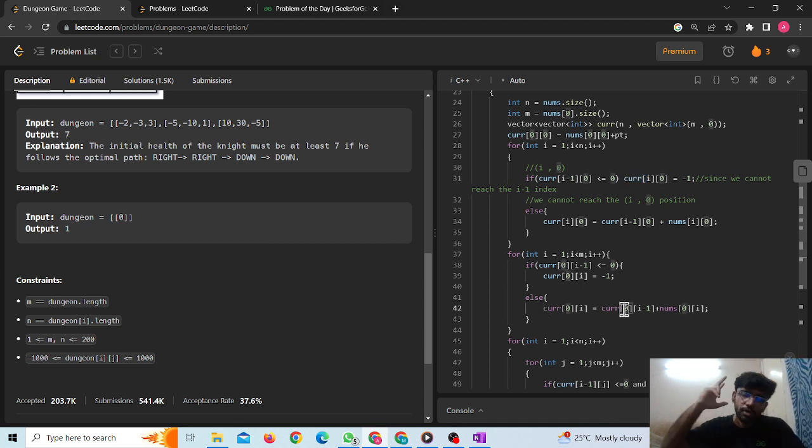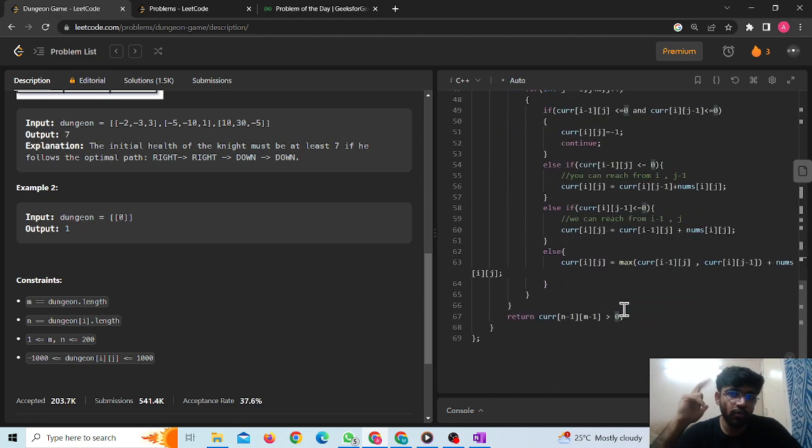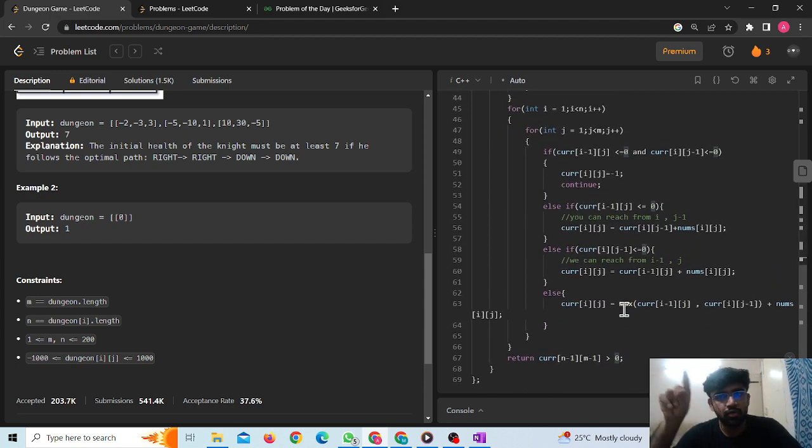Now we will run a for loop from i = 1 to n - 1 and j = 1 to m - 1. Suppose I am standing at i comma j. I have explained how we can reach i comma j. There are two ways: i minus 1 comma j and i comma j minus 1. If both are storing negative values, it means there is no way to reach i comma j. So we will simply store -1 at current of i comma j, and we will continue.